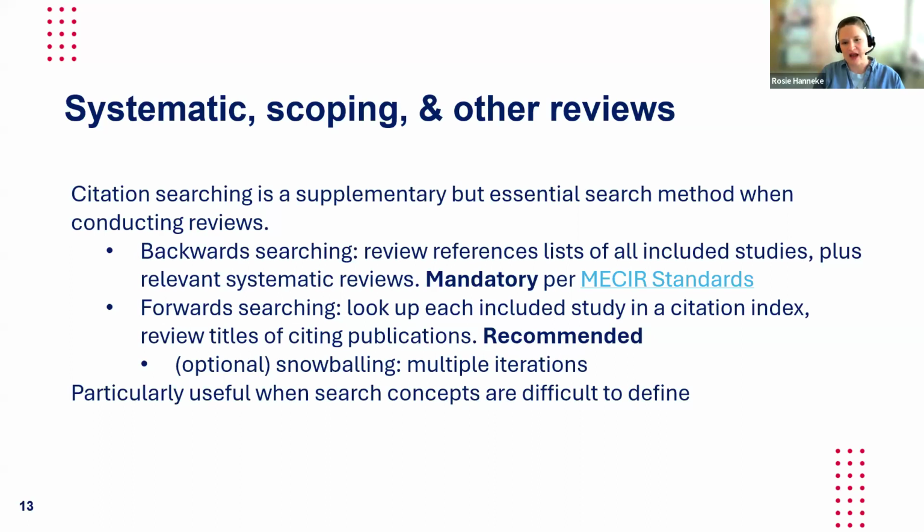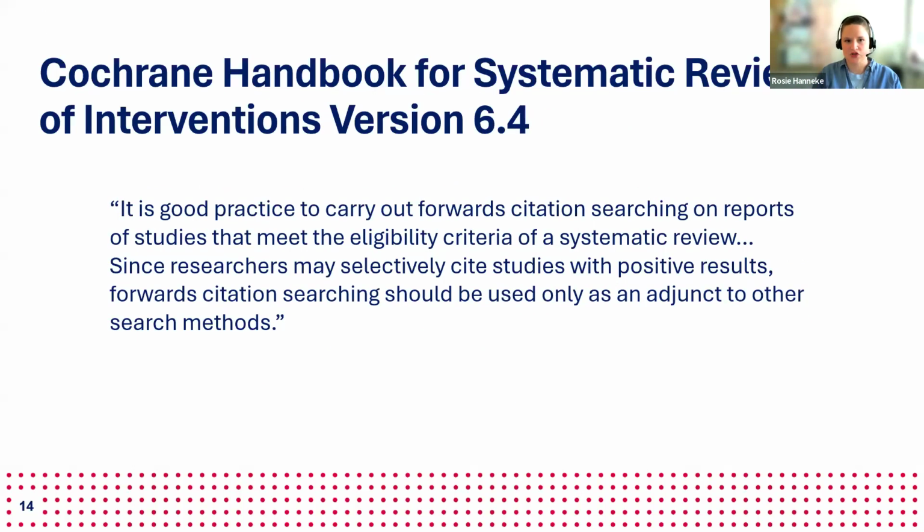And what's optional is what's called snowballing, which is where you find an article through citation searching and then look at all of their citations and keep going like that. And the snowball builds as it rolls down the hill. So that's highly recommended. If you're doing a systematic review, I would consider both of these a requirement, even if it's not established as such.